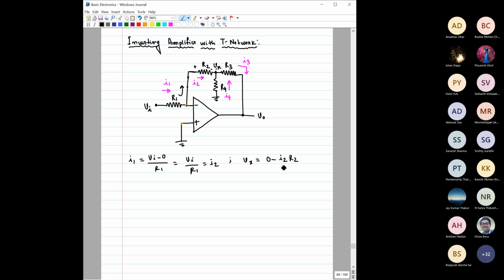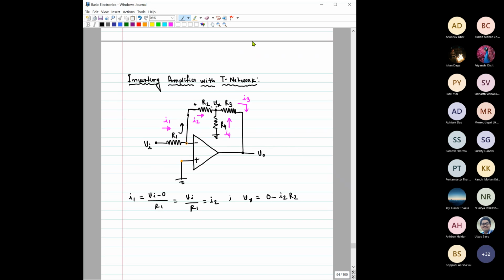Sir, have we again taken AOD as infinite? Okay. I think I have all mentioned this. So here, the op amp is ideal, input resistance infinite, AOD infinite. Okay.